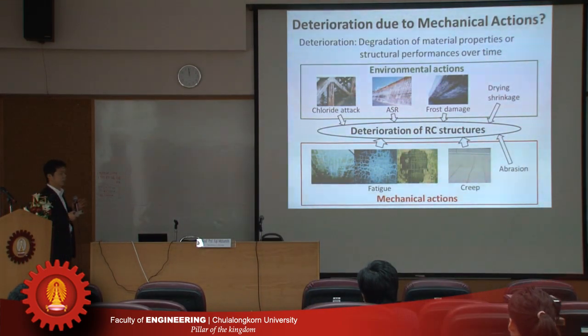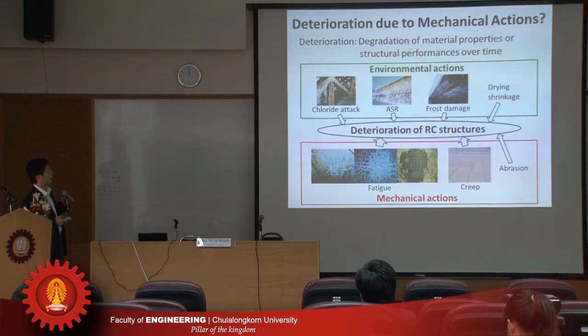But not only these environmental actions, there are other factors which induce the deterioration of RC structures, so-called mechanical actions. The most typical mechanical action is fatigue loading. And these pictures show the crack propagation of an RC slab under fatigue loading. You can see that at the initial stage, many cracks happened and they became wider, and finally the spalling of concrete happened. So this is one of the deteriorations due to mechanical actions.